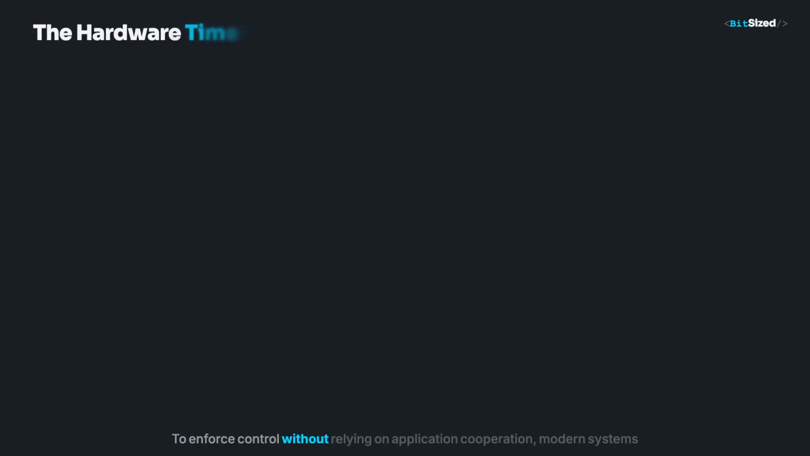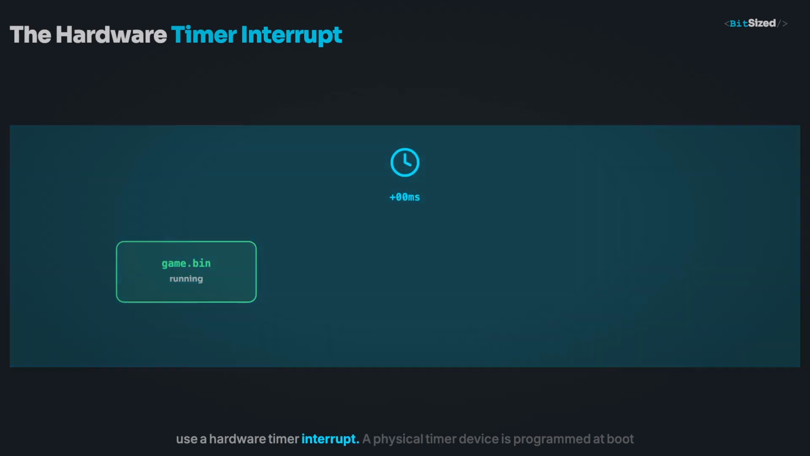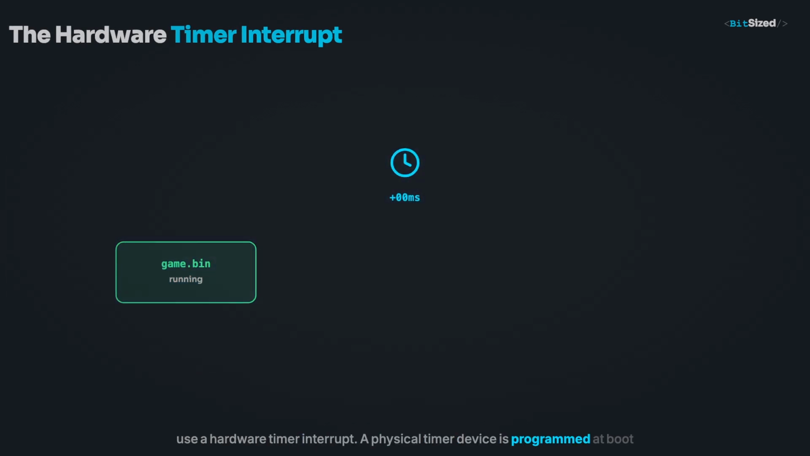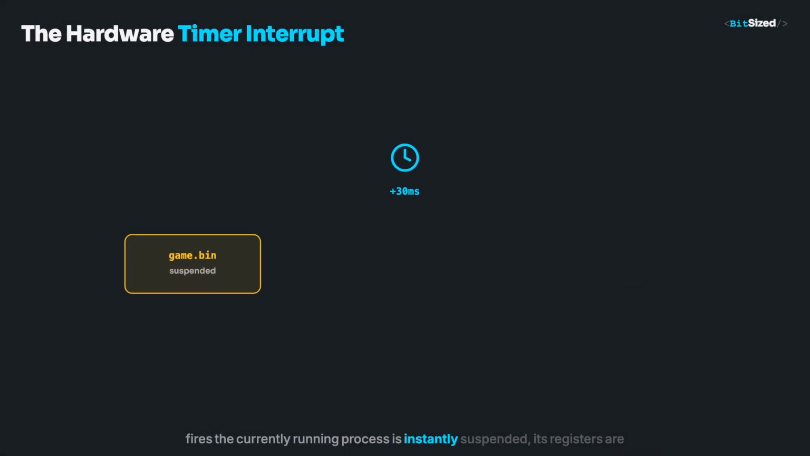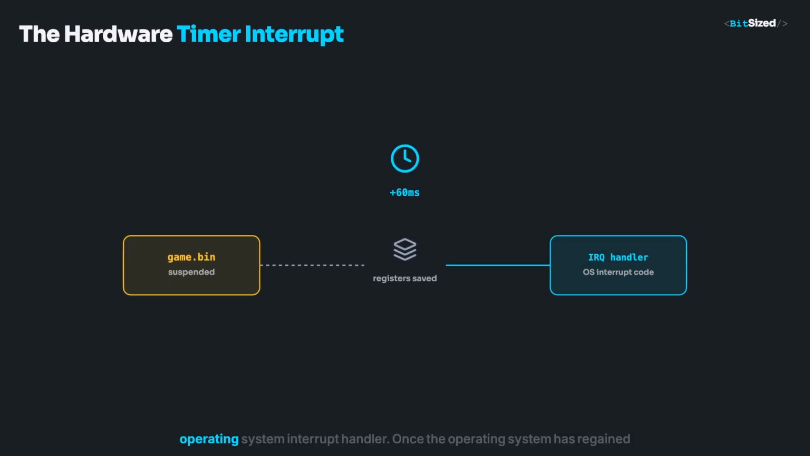To enforce control without relying on application cooperation, modern systems use a hardware timer interrupt. A physical timer device is programmed at boot time to generate a hardware interrupt every few milliseconds. When this timer fires, the currently running process is instantly suspended, its registers are saved to its kernel stack, and control transitions directly to a pre-configured operating system interrupt handler.